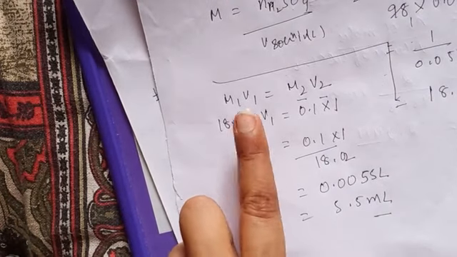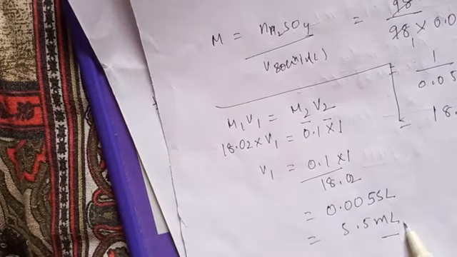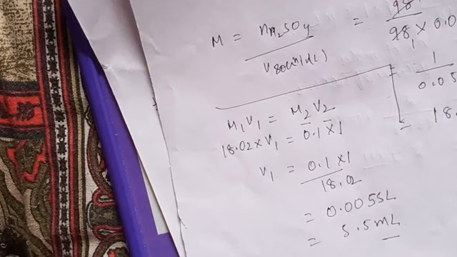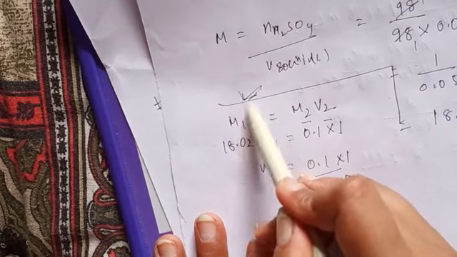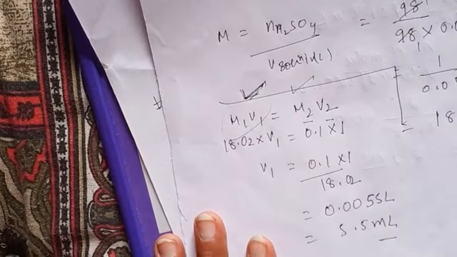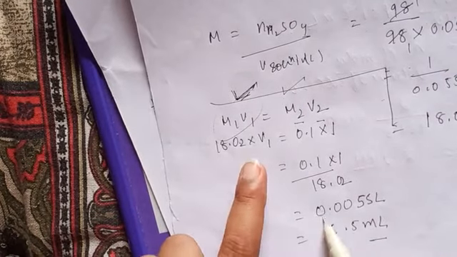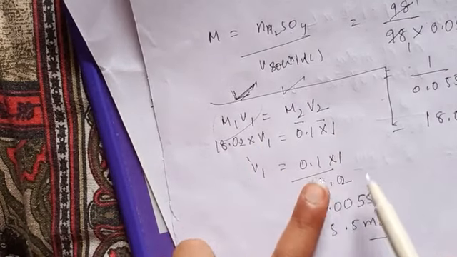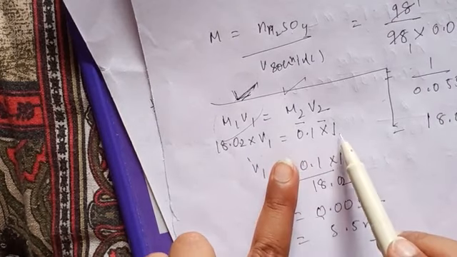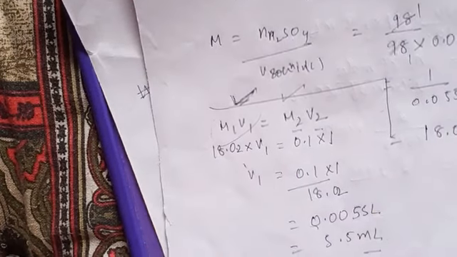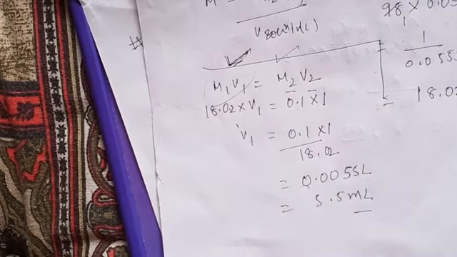So in 18.02 molar, this much volume is required to dilute. This is before dilution and this is after dilution. That means this much volume should be taken so that we can get this much molarity in 1 liter of diluted solution. Am I clear?